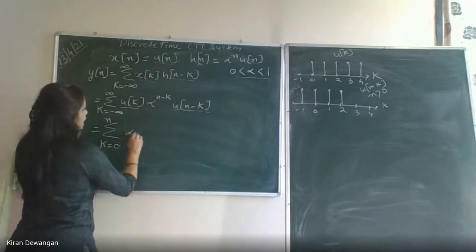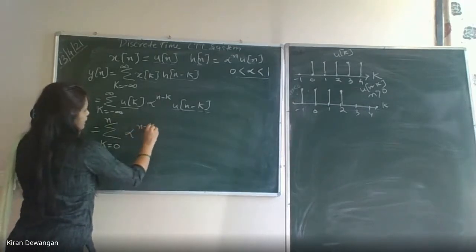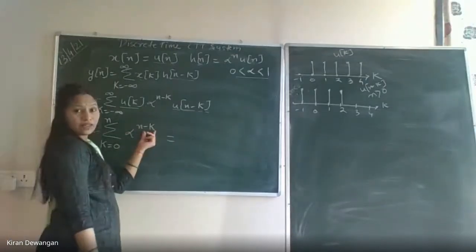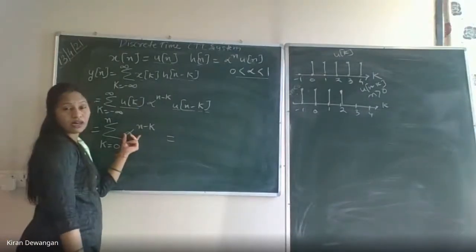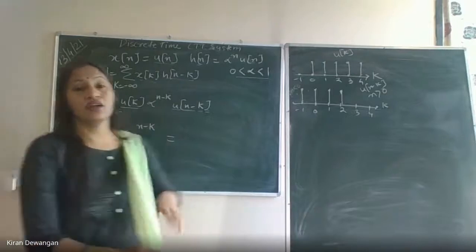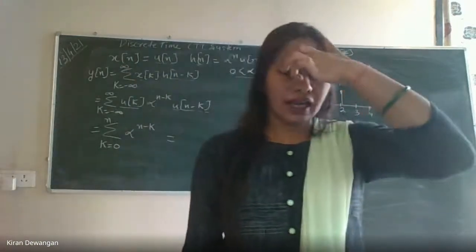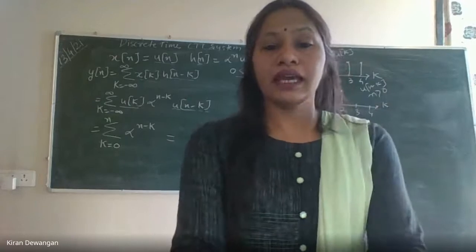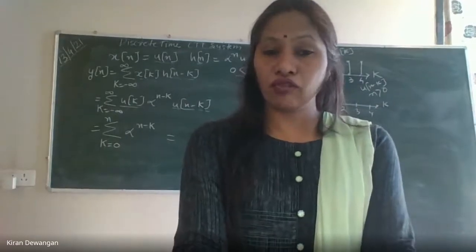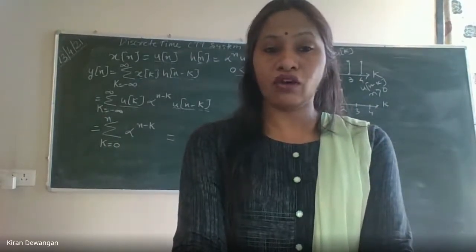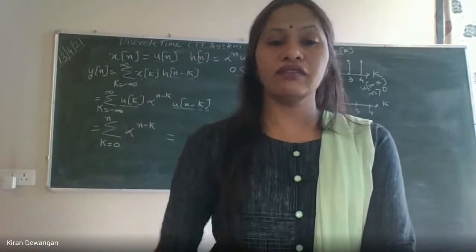Now this is alpha to the power n. Since only k is a variable, we can take out alpha to the power n. Now this can be written as alpha to the power n by alpha to the power k. So we can even write it in that form also, कि हम उसको दोनों अलग-अलग form में भी लिख सकते. Then we can find out the answer.